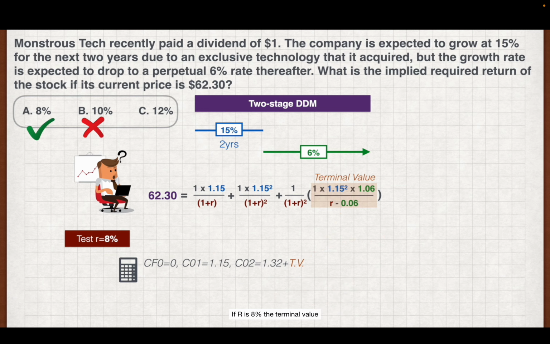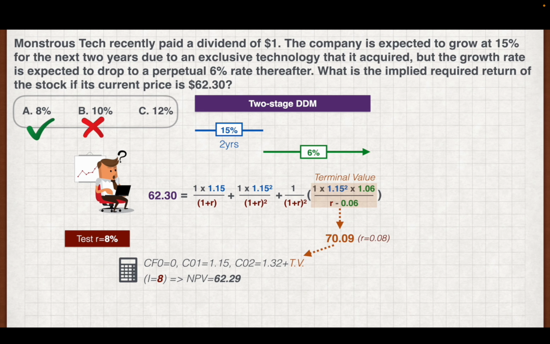If R is 8%, the terminal value using the Gordon growth model is $70.09. Using our cash flow calculator again with an 8% discount rate, we have $62.29. This satisfies the equation, so the implied required return of the stock is 8%.